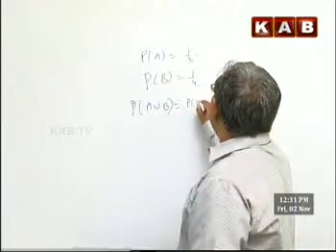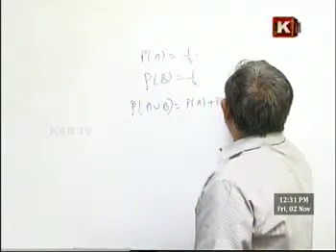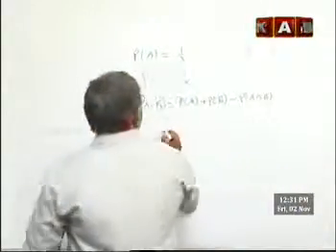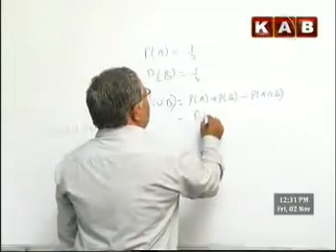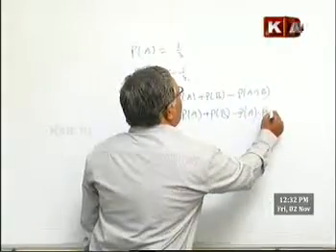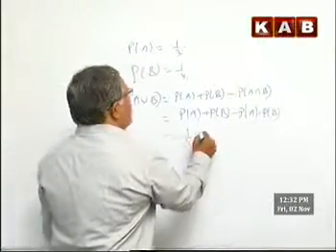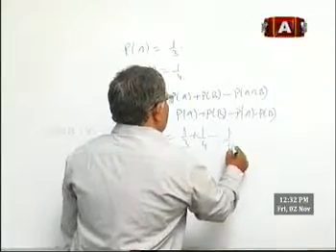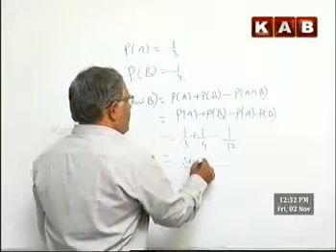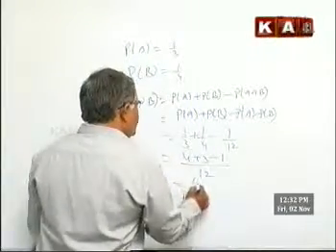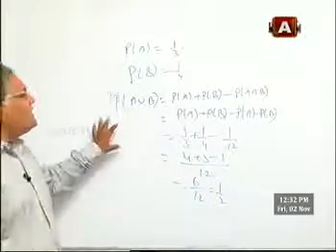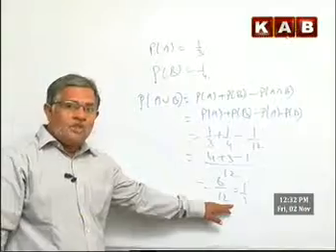This is nothing but probability of A plus probability of B minus probability of A intersection B. So that will give me probability of A plus probability of B minus probability of A into probability of B. So 1 by 3 plus 1 by 4 minus 1 by 12. So this is nothing but 12 is LCM, 4 plus 3 minus 1. So 6 by 12, which is equal to 1 by 2. This is the chance of the problem being solved.